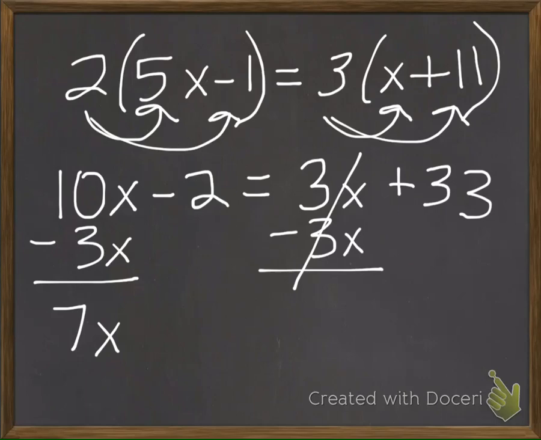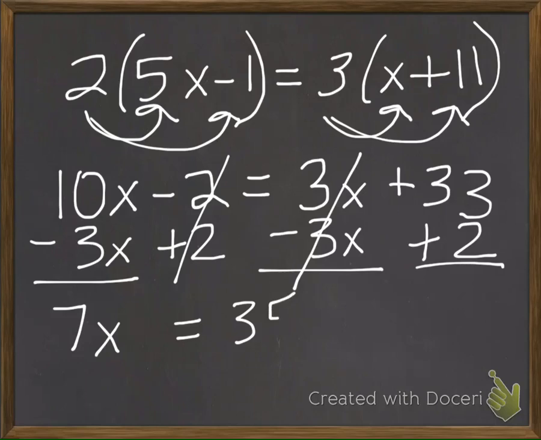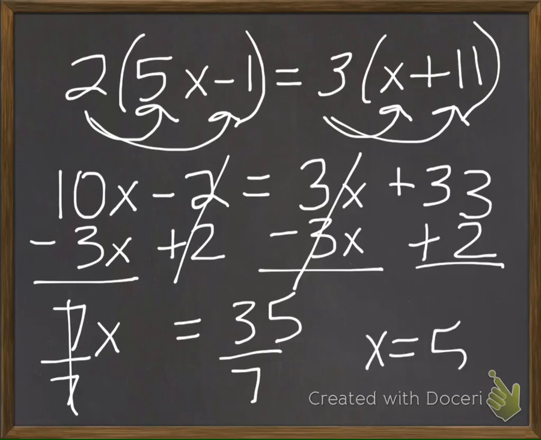Okay? And then what's the next thing you would do? Add 2. These cancel. 7x equals 35. Divide by 7. X equals 5. Very good.